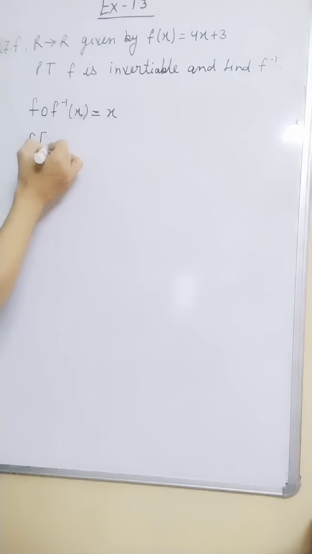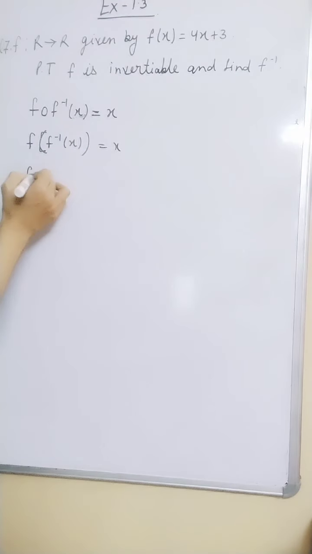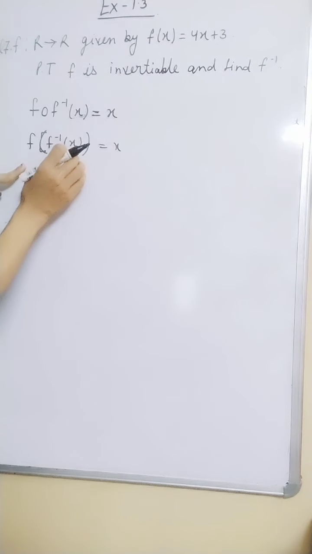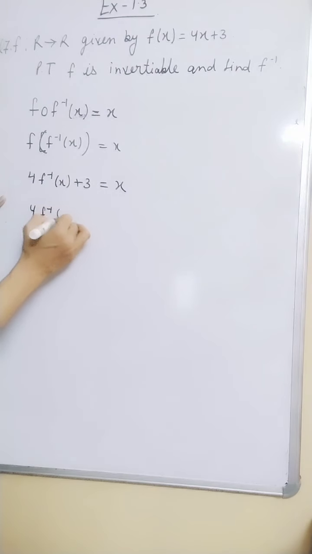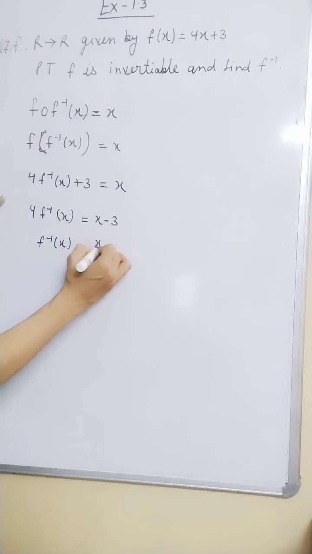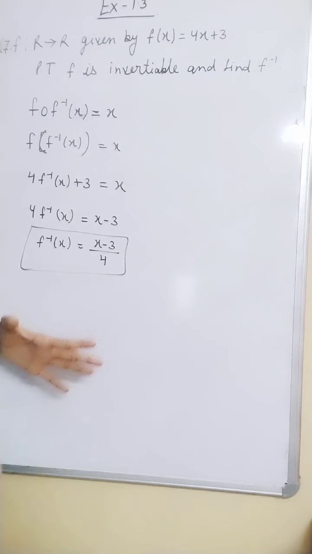f o f inverse means I can write this, clear? This is equal to x. Now in the function f, at the place of x we will put f inverse. So I can write 4 f inverse x plus 3 is equal to x, right? So 4 f inverse x equals x minus 3. So f inverse of x is equal to x minus 3 upon 4. So this is f inverse. Clear? So this is how you can find f inverse. Clear? So I hope today's topic is clear to you.